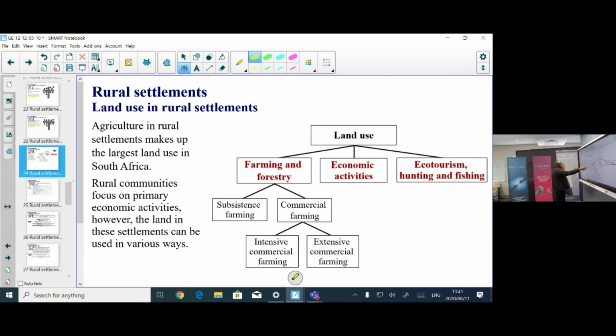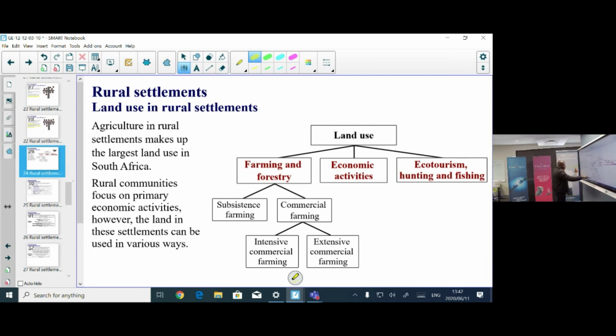So the farming is further divided into 2 categories, which is subsistence farming and commercial farming. And when we talk of subsistence farming, we're talking of farmers who are farming to sustain their own livelihoods. They are farming for their own consumption and not for selling. Whereas in commercial farming, people are farming in order to sell to the markets.